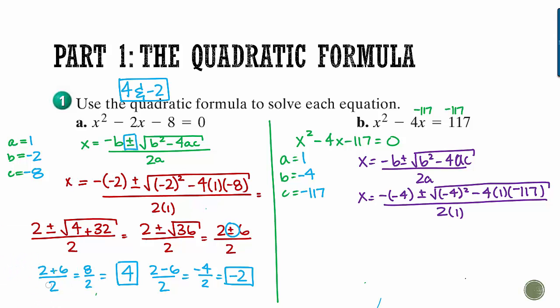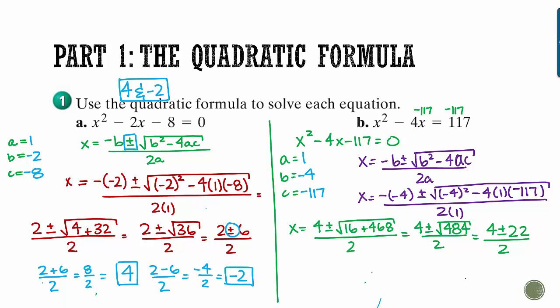So then we start simplifying. X equals positive 4 plus or minus the square root of 16. And then if you do negative 4 times 1 times negative 117, you end up with 468. And it's all divided by 2. So we get 4 plus or minus the square root of 484, all divided by 2. And lucky for us, the square root of 484 is a perfect square. It's 22.